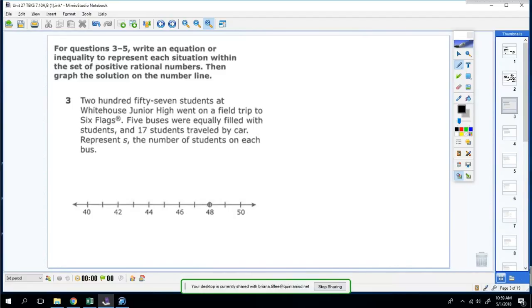So this is going to be an equation because this equals 257. It says 5 buses, but you don't know how many kids are on each, so you have 5x plus the 17 in the car. When you solve it, you get x equals 48. So it'll be 48 kids on each bus. Since there's an equal sign, you have one big solid dot above the 48.